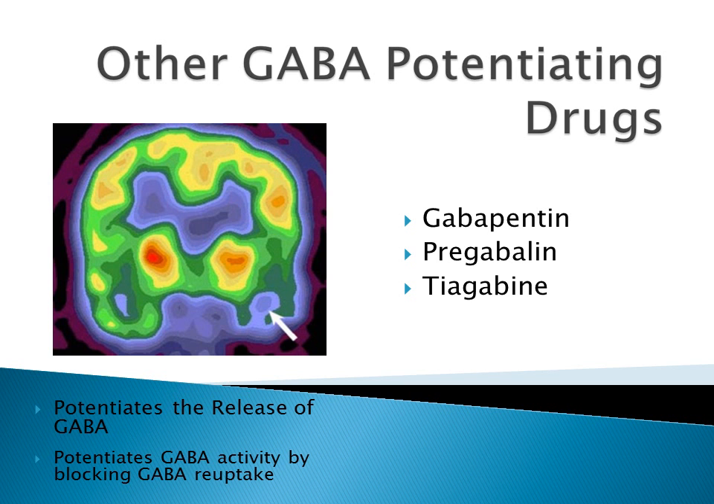So here's more drugs that are GABA potentiating drugs. So these potentiate GABA by blocking the reuptake, which actually leaves more available GABA in the synapse to prevent the excitation and thus activation of the action potential and prevent seizures. So these drugs are gabapentin, pregabalin, and tiagabine.